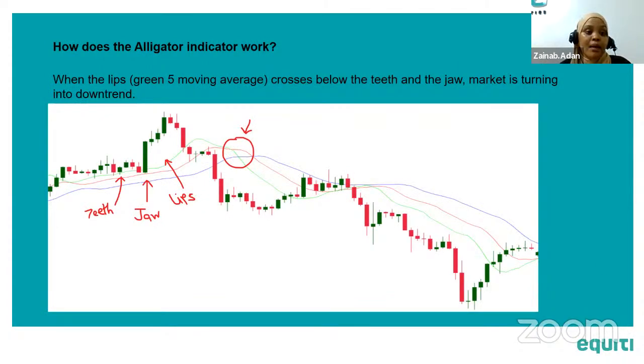Example number two: when the lips, the green line, crosses below the teeth and the jaw, this indicates that the market is now in a downtrend. Make sure you differentiate the teeth, the jaw, and the lips, and then you'll be able to understand. You can find this indicator in TradingView, MT4, or MT5. Just search for the alligator indicator, sometimes written as Williams Alligator. We'll look at examples on the charts.